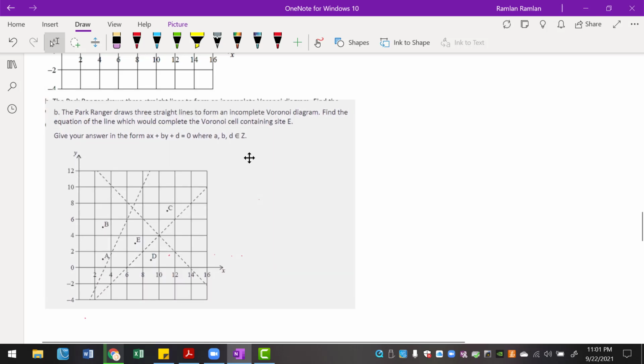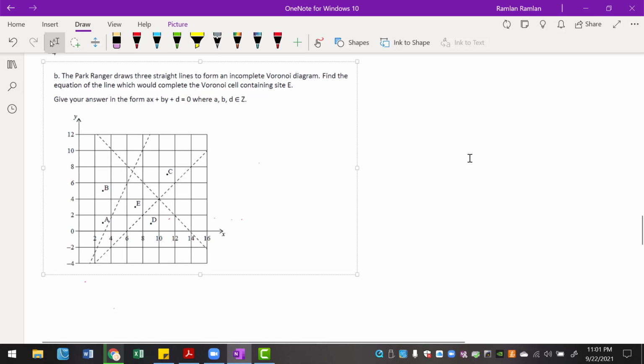The park ranger draws 3 straight lines from an incomplete Voronoi diagram. Find the equation of the line which could complete the Voronoi cell containing site E. Okay, so remember that if you want to construct a Voronoi diagram, we need to connect all of the points together, like point A with point B, point A with point C, and point A with point D, and so on. Then for 2 points, you make a perpendicular bisector between them, right? And then you start to see the pattern, and so on.